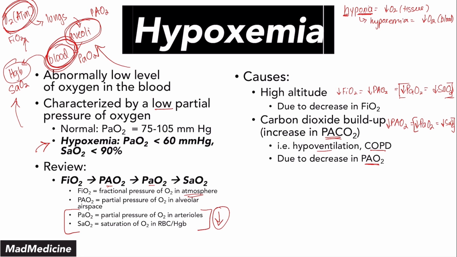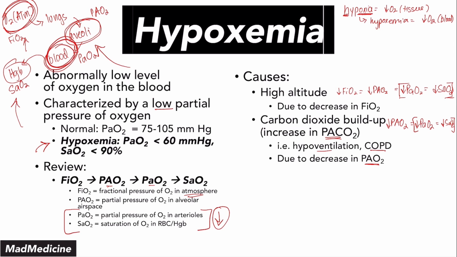But remember, partial pressure of carbon dioxide in the alveoli is inversely related to the partial pressure of oxygen in the alveoli. So if carbon dioxide goes up, oxygen has to go down. Very simple, very straightforward, because it has to do with how our lungs function and how we breathe.